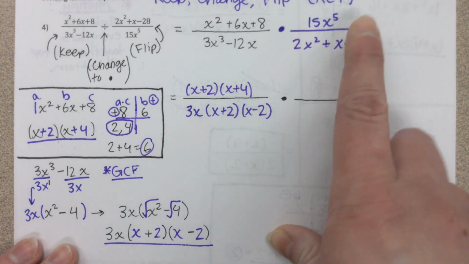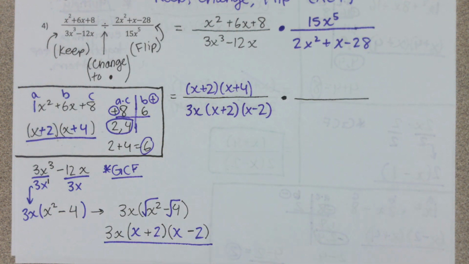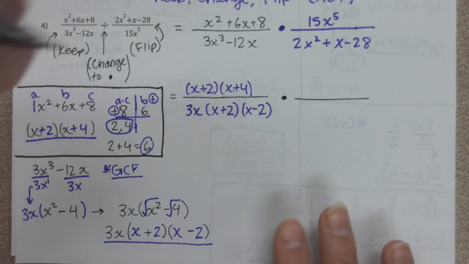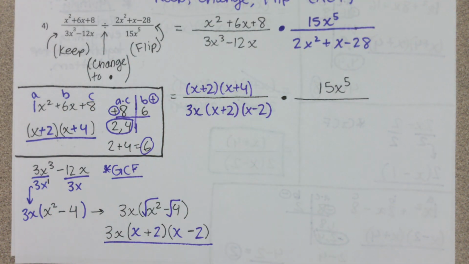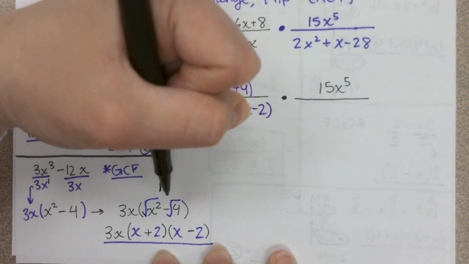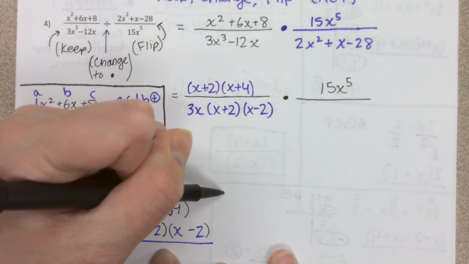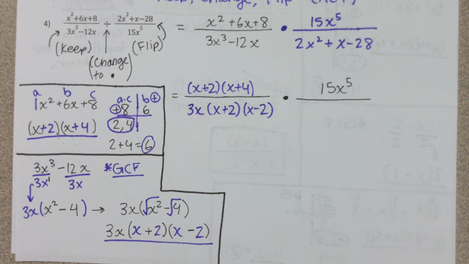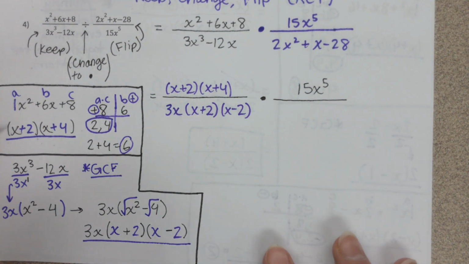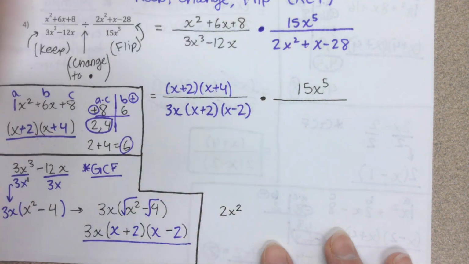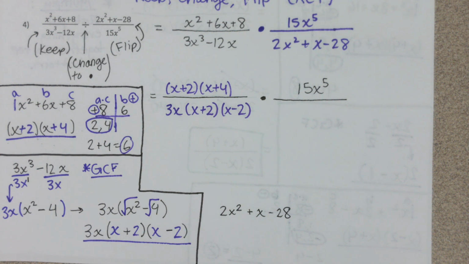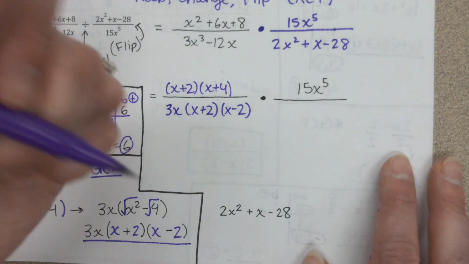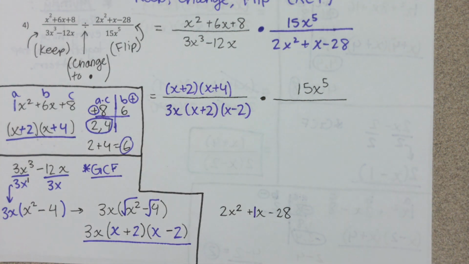On the top here, 15x to the 5th, that's a monomial. I can't do anything with it, so I'm just going to write it down. 15x to the 5th. And then the bottom, we will have to factor. Lastly, we have 2x squared plus x minus 28. As always, look for a GCF first. We don't have one because the b term is 1.